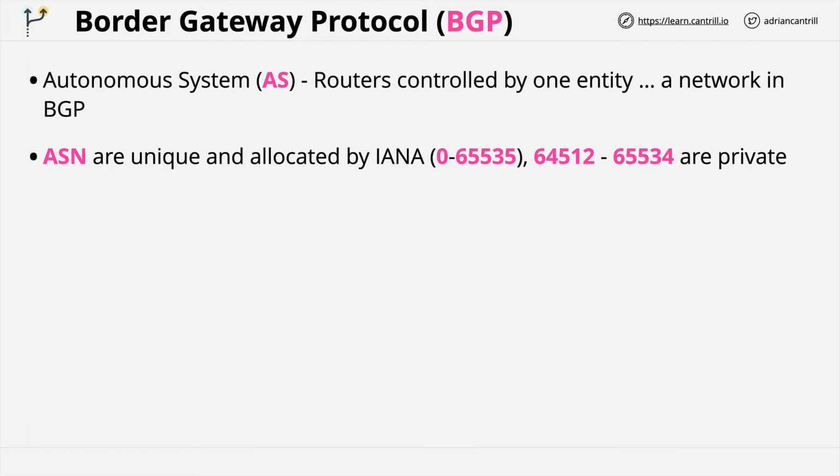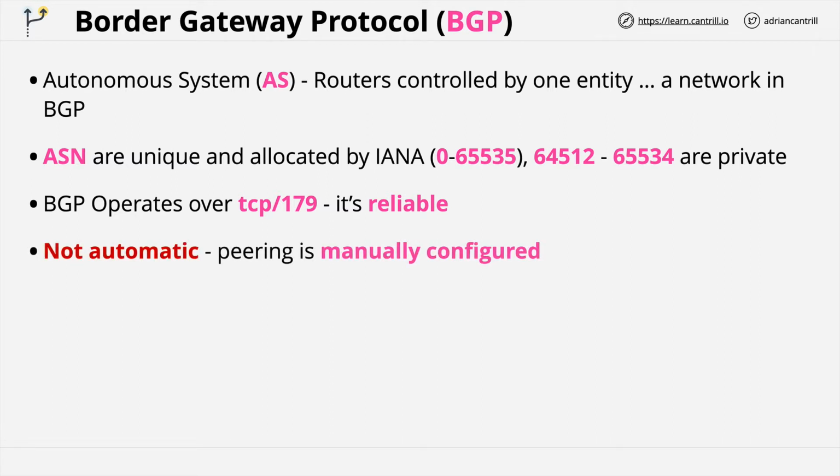BGP is designed to be reliable and distributed, and it operates over TCP using port 179, and so it includes error correction and flow control to ensure that all parties can communicate reliably. It isn't, however, automatic. You have to manually create a peering relationship, a BGP relationship between two different autonomous systems, and once done, those two autonomous systems can communicate what they know about network topology.